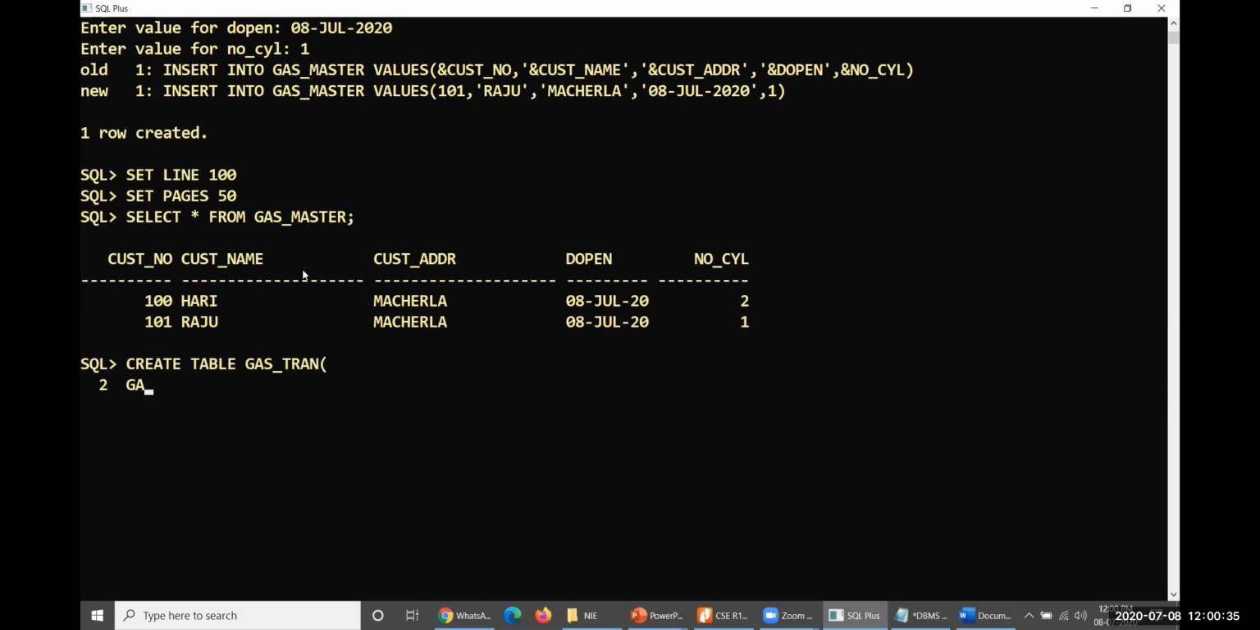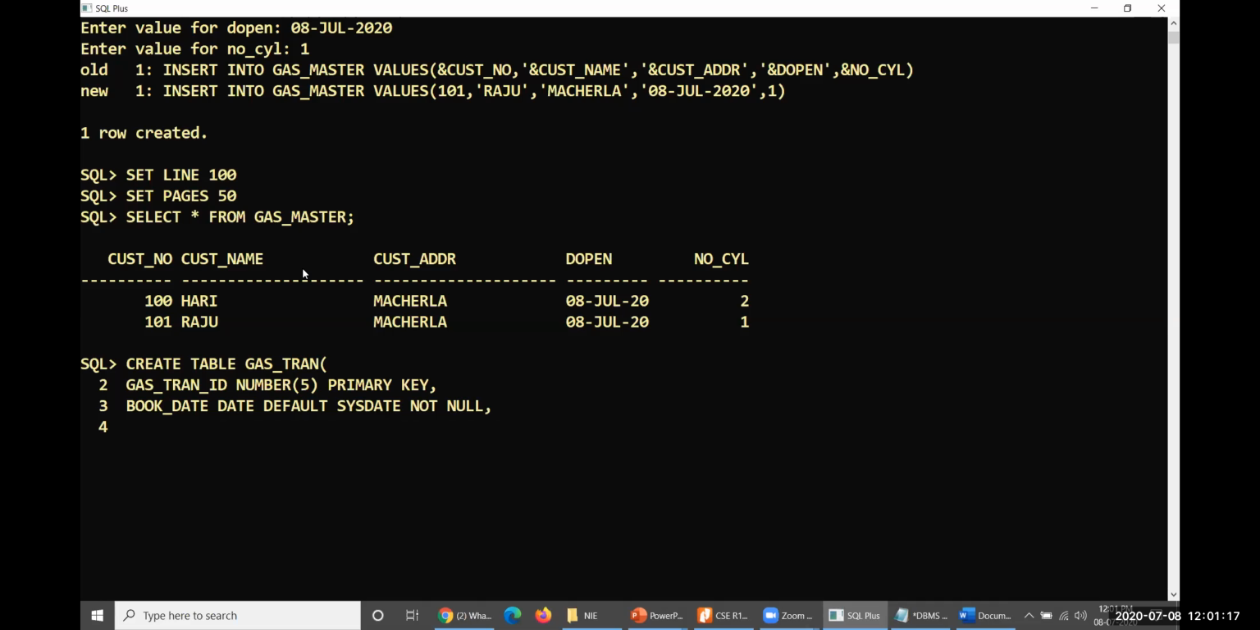GAS_TRAN_ID, the gas transaction ID, which is a number of some 5 or 6, however you could take it, and which is the primary key. This must be the primary key. And then book date, the date on which they are trying to book. Book date, which is a date, and the default is SYSDATE. By default it has been taken as system date, and it is not null also.